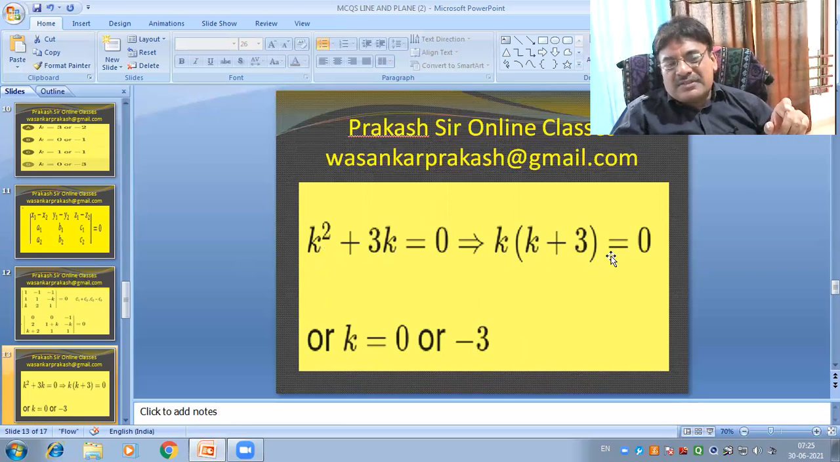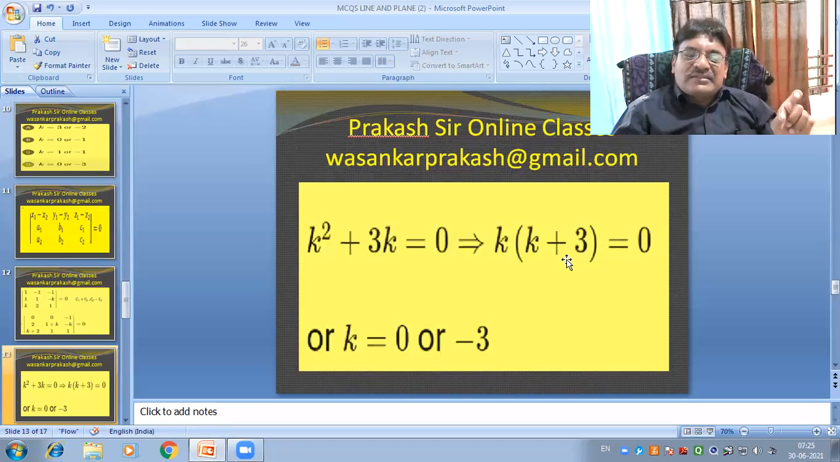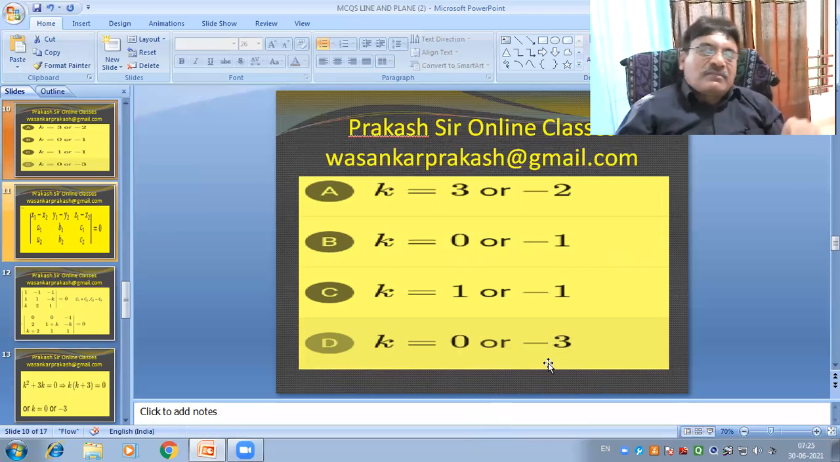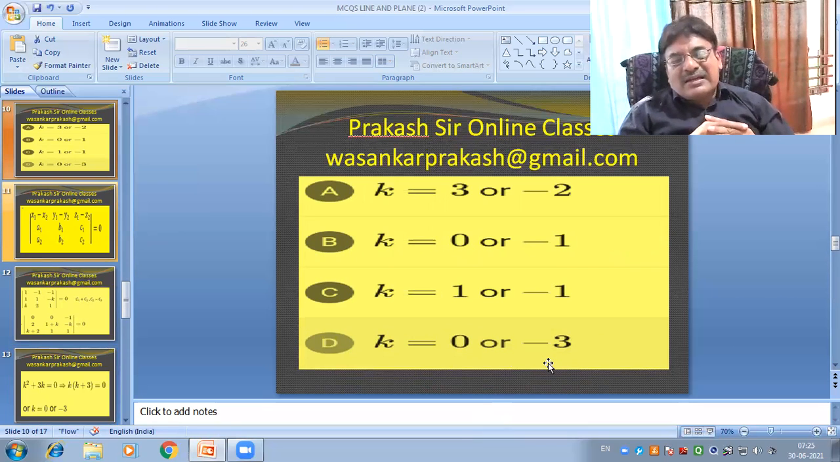Therefore, k equals to 0 or k plus 3 equals to 0, therefore k equals to 0 or k is equal to minus 3. These are the required values of k. Therefore, here k is equal to 0 or k is equal to minus 3. It means here D is the correct option.